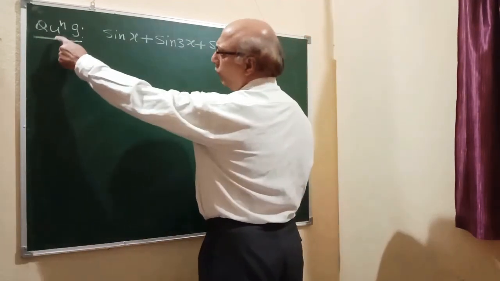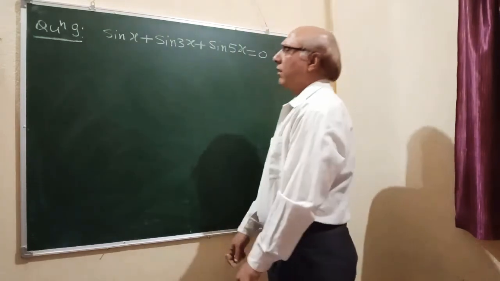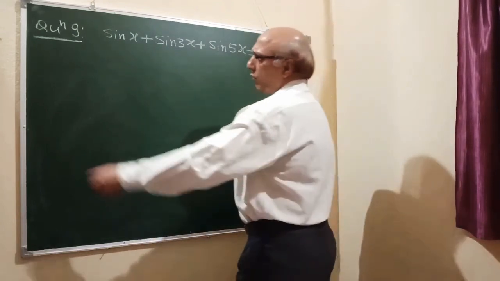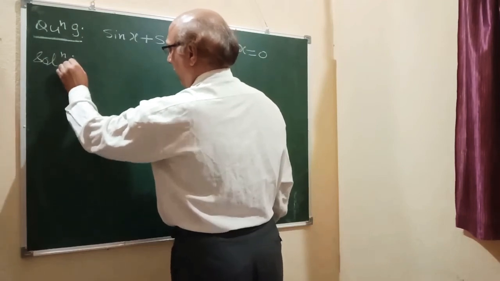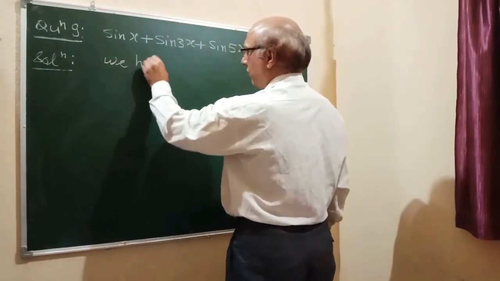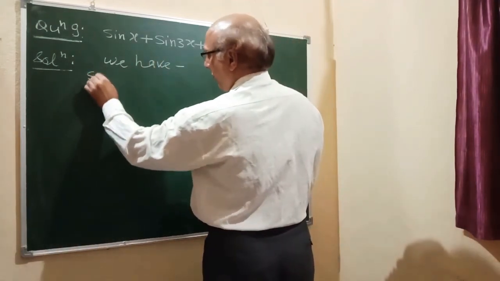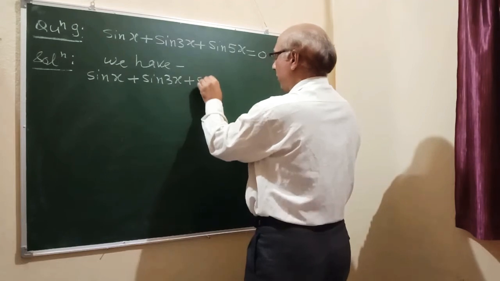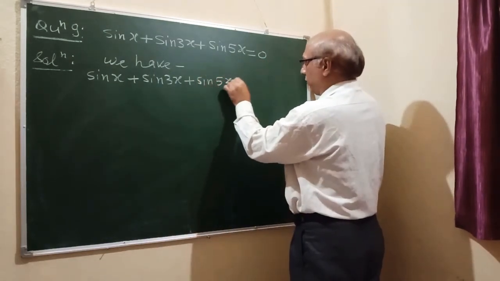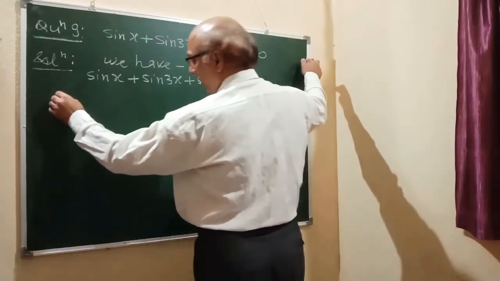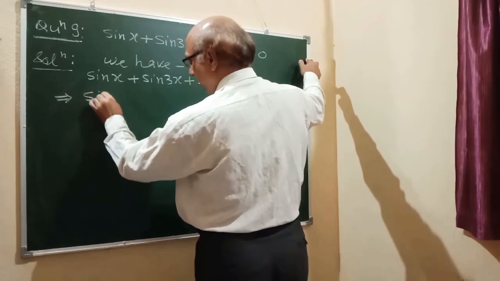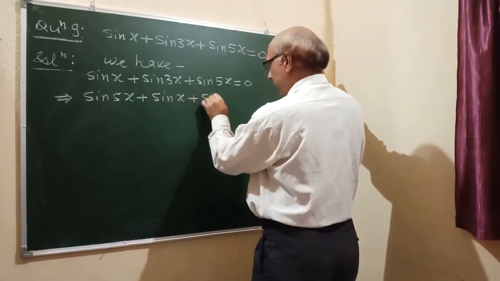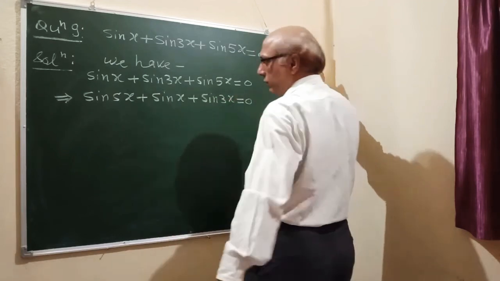Now I am going to solve one more question, that is question number 9: sin x plus sin 3x plus sin 5x equal to 0. We have sin x plus sin 3x plus sin 5x equal to 0. Here, rearranging this, we can write sin 5x plus sin x plus sin 3x equal to 0.